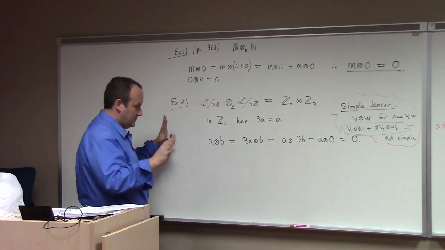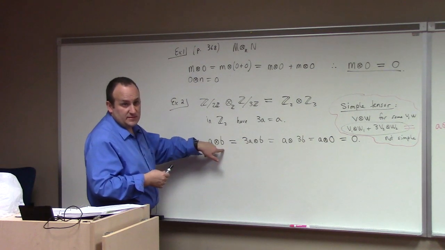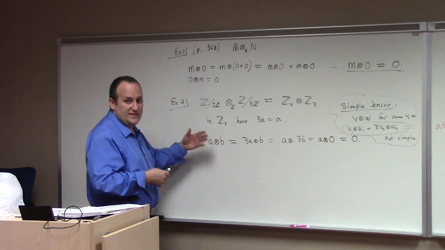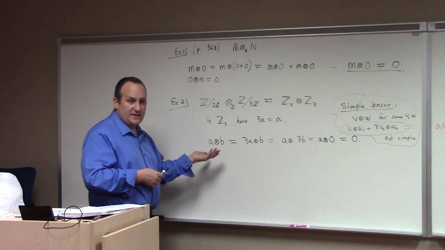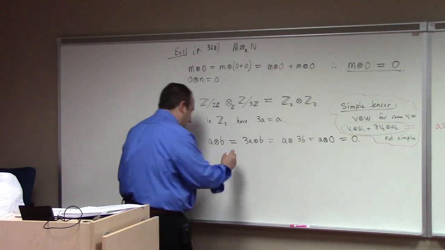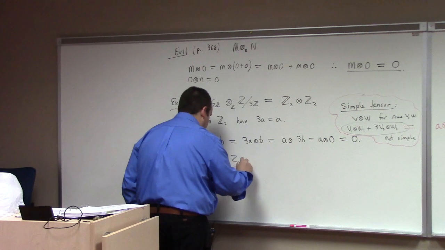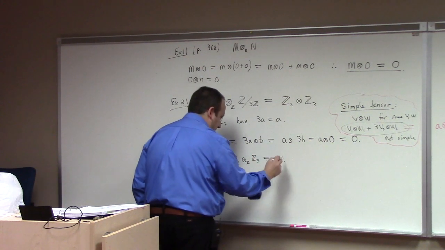Okay, so this is an arbitrary simple tensor, right? So if you take a sum of these things, it's still going to be 0, right? So if you can show an arbitrary simple tensor is 0, then it shows that the whole thing is 0, right? This shows that, in fact, Z2 tensor over Z of Z3 is what? It's just 0.